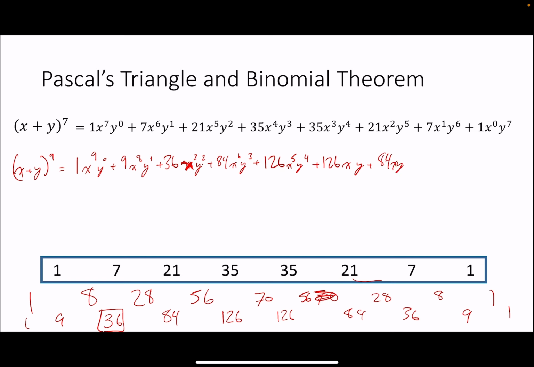If you want to go faster, you just go 5, 4, 3 for the x, 2 for the x, 1 for the x, 0 for the x. And for the y, you just increase it: 5, 6, 7, 8, and 9. Okay, that's basically it.